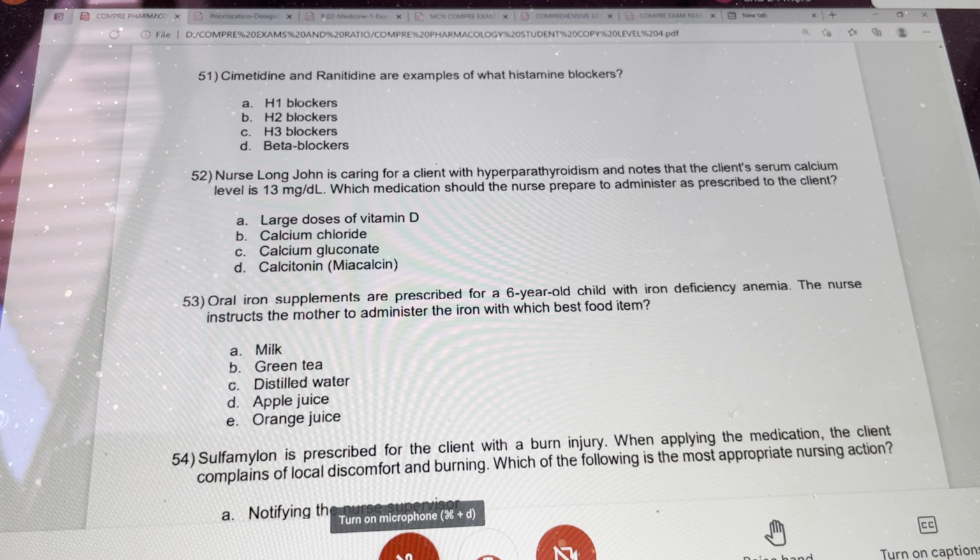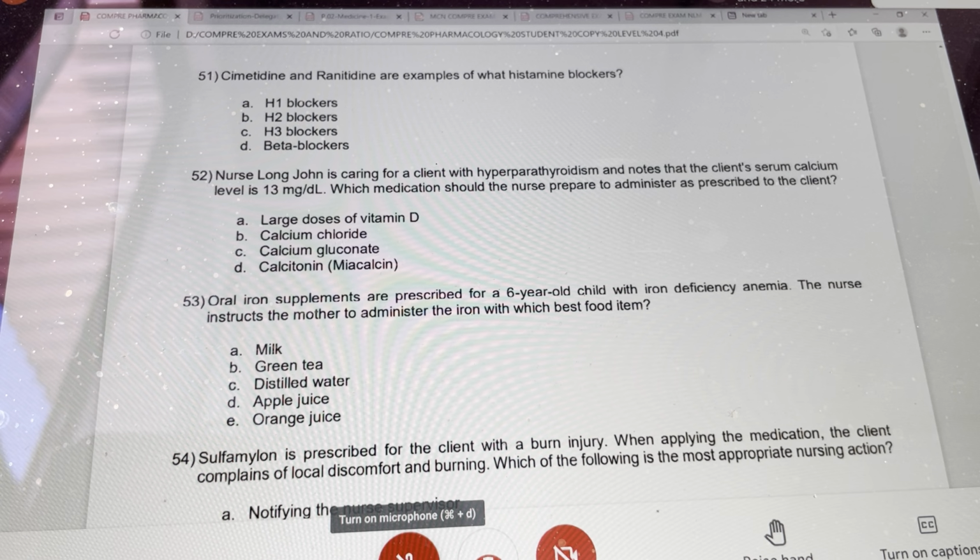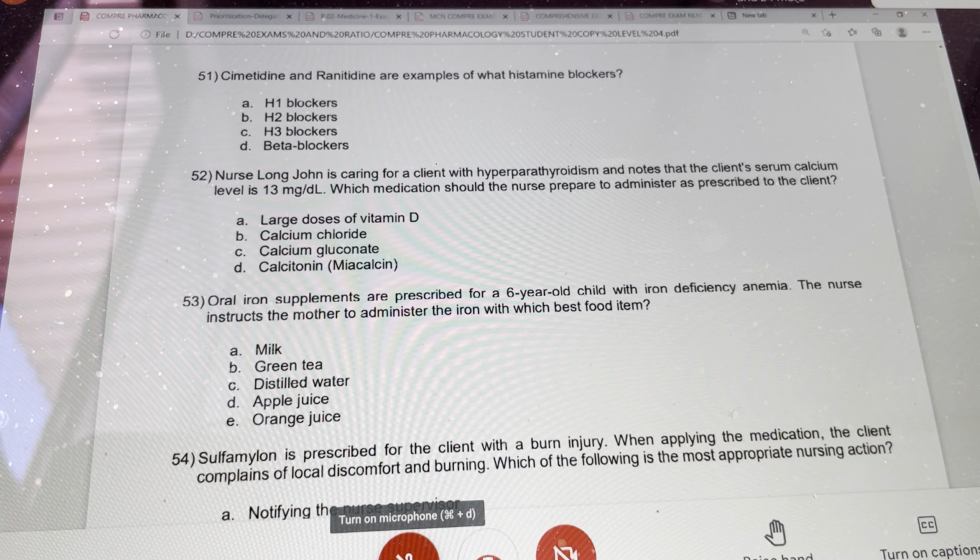Okay? Next. 53. Oral iron supplements are prescribed for a 6-year-old child with iron deficiency anemia. Pag iron deficiency anemia, this can be managed by modifying the dietary intake of the child, okay? As compared to other types of anemia, iron deficiency is more related to dietary intake. So we can actually resolve this one, no? The nurse instructs the mother to administer the iron with which best food item?